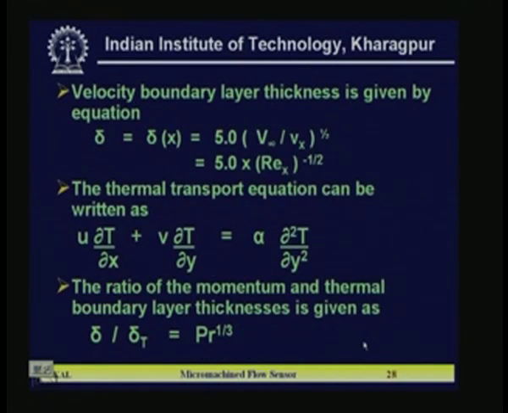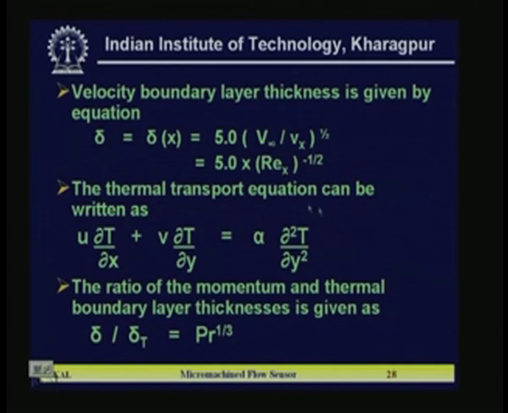Now, the velocity boundary layer thickness is given by this. Since there is an obstruction, a boundary layer will be formed, and if this boundary layer is delta, then delta at x will be given by 5 times (v infinity by nu x) to the power minus half, which is 5 into Re x to the power minus half. Re x is the Reynolds number.